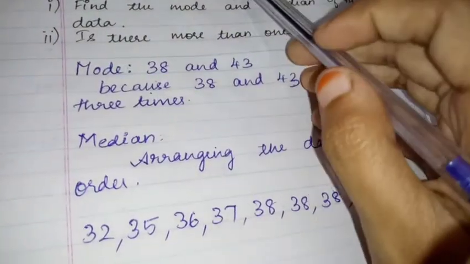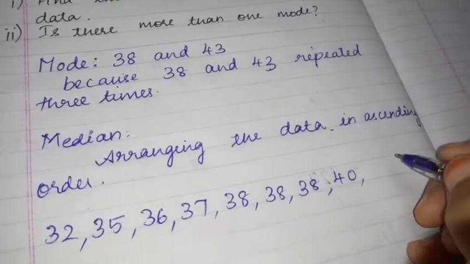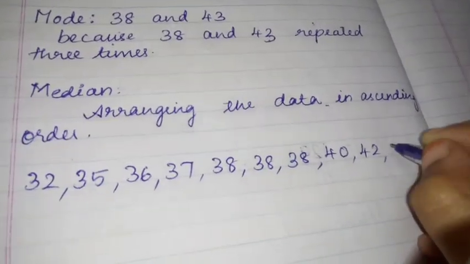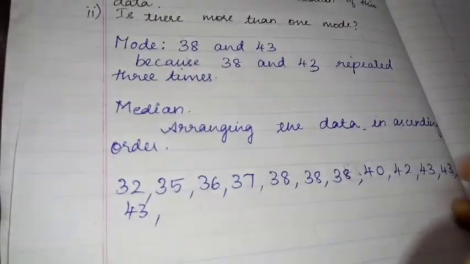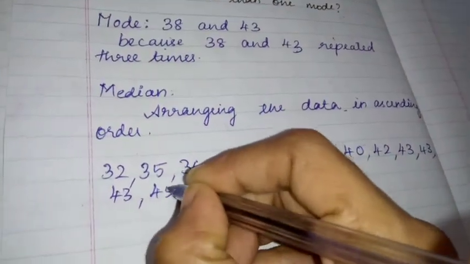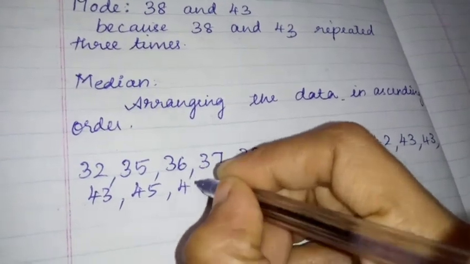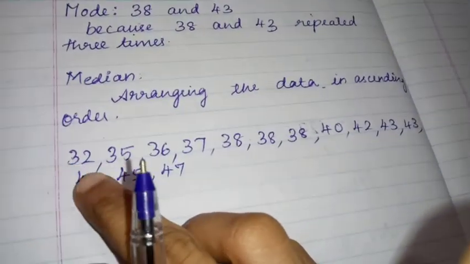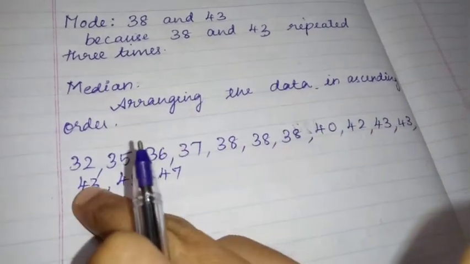Next, 39 is there. No. 40 is there. 41 is there. No. 42 is there. Next, 43, 3 times it is repeated. 43, 43, 43. Next, 44 is there. No. 45 is there. Yes. Next, 46. No. 47. Yes, that's all, I think. Now shall we count it and see whether 15 students are there? 1, 2, 3, 4, 5, 6, 7, 8, 9, 10, 11, 12, 13, 14.